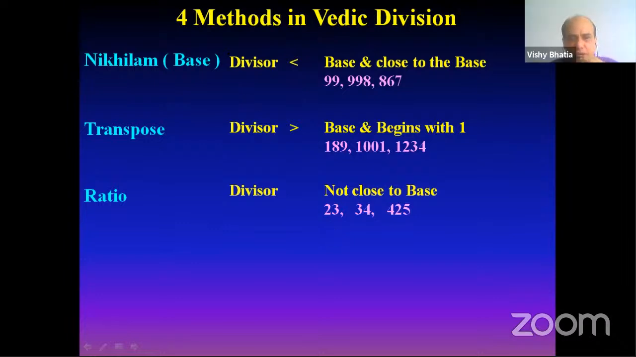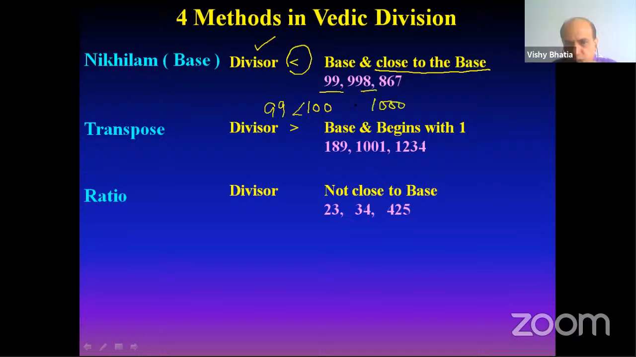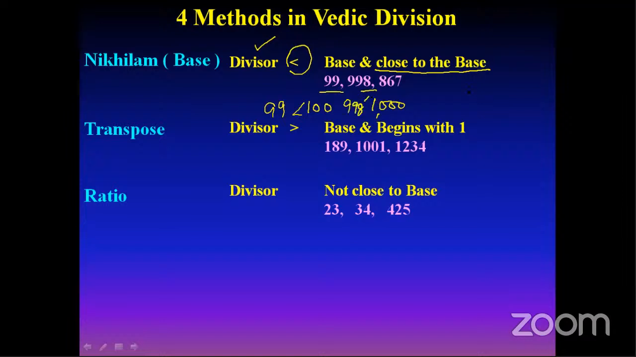Okay. The Nikhilam method is when the divisor is less than the base. Notice this sign: less than the base and close to the base. So in this case, if the divisor is 99, my base is 100, and 99 is less than the base. If it is 998, my base is 1000, and 998 is again less than the base and close to the base.